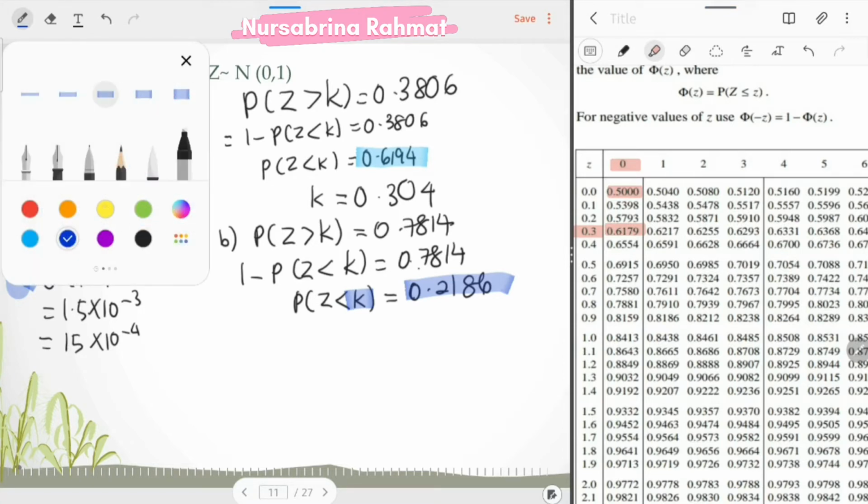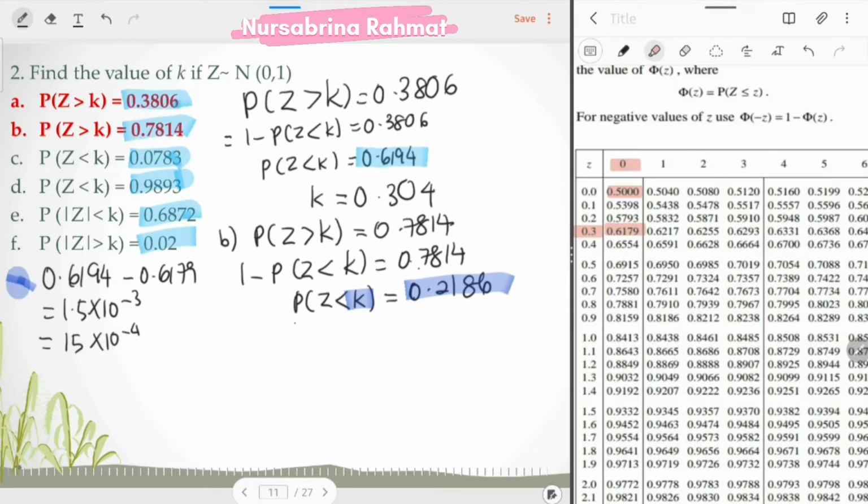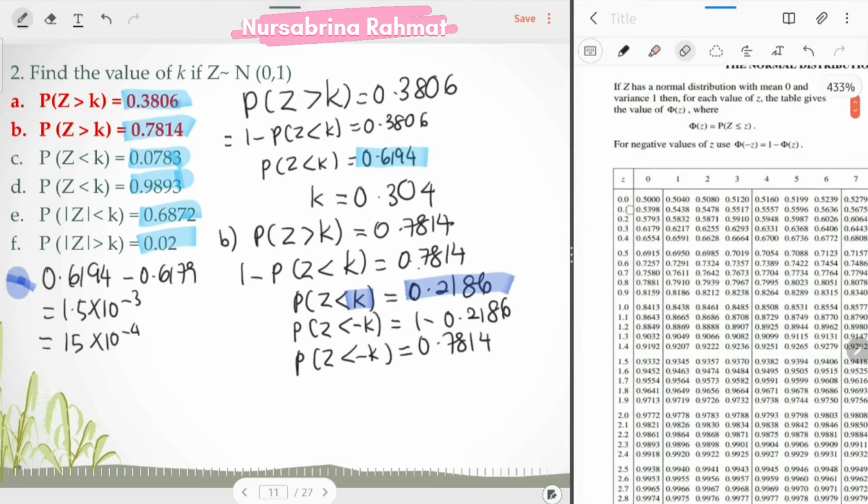So how do we solve this one? P(z < negative k) is equal to 1 minus 0.2186. Press your calculator to find the difference between 1 and 0.2186, which is 0.7814. So from there you can locate 0.7814 in the table, looking for the closest number.